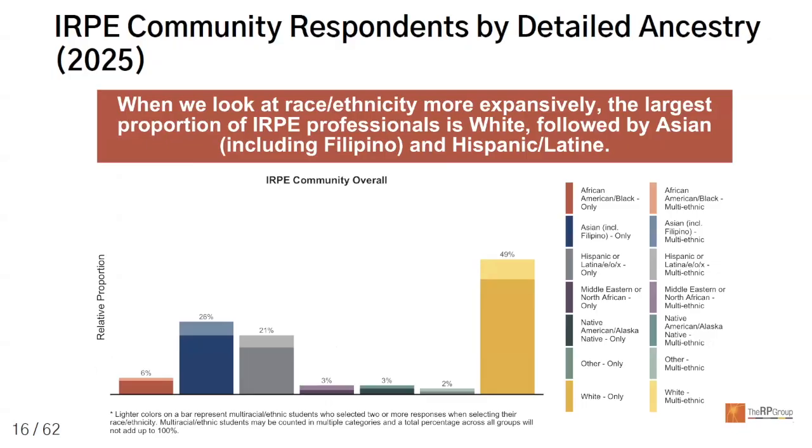So with this last one here, one thing that is good is that we went ahead and added a little bit more here and dive a little bit deeper into it, which is really helpful just for multiracial respondents. And so what you see here again is the largest proportion of IRPE professionals is white, followed by Asian and Hispanic. All right, so I do now believe I'm passing this over. So next slide, please.